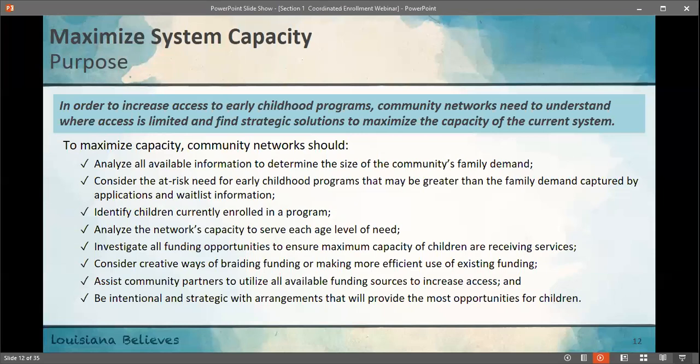Creatively investigating and really analyzing all the different funding opportunities so that you can maximize capacity so that children are receiving services within your network. And be creative in the ways that you can braid funding sources and be even more efficient with the existing funding sources you already have available. And even possibly reaching out to your community partners so that you can utilize other available funding sources so that you can increase access. But I guess the biggest point is that we really just want to be intentional and strategic with the arrangements so that you can provide the most opportunities for our children in our state.